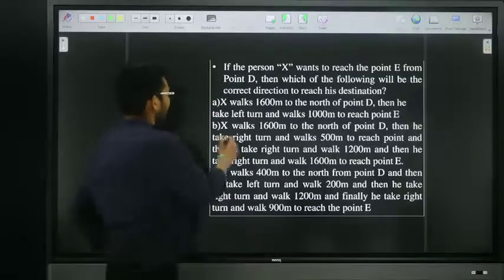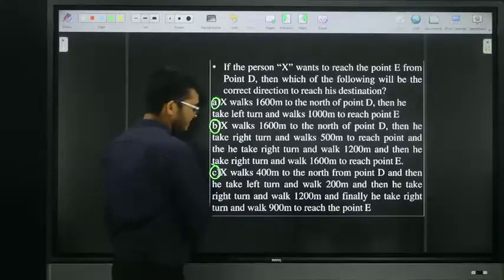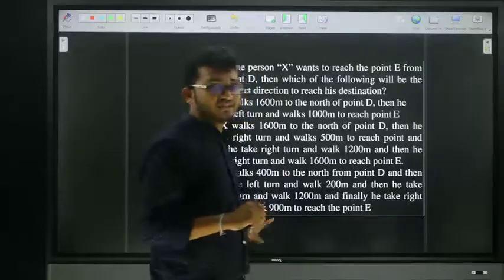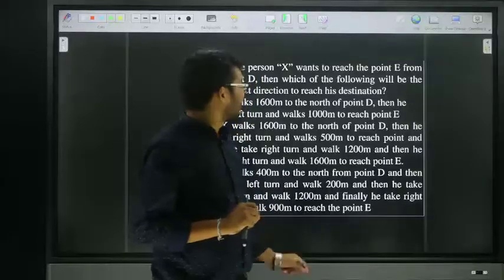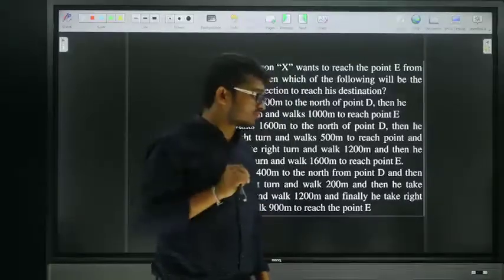Friends, here we are having option number A, option number B, option number C. Next, even two options are in the next slide. Just check here for these three. Friends, these questions are too lengthy, and why they give lengthy ones is because each question carries 2 marks.